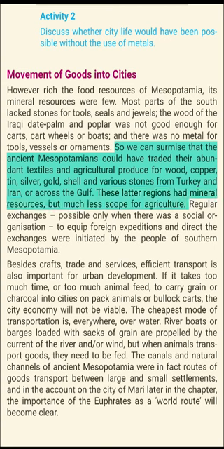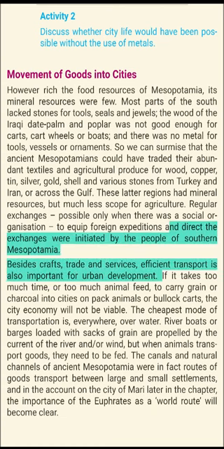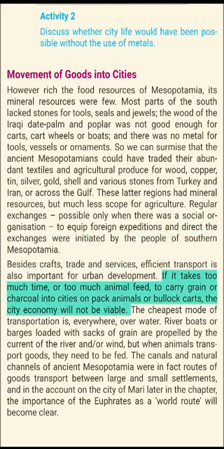So we can surmise that the ancient Mesopotamians could have traded their abundant textiles and agricultural produce for wood, copper, tin, silver, gold, shell and various stones from Turkey and Iran, or across the Gulf. These latter regions had mineral resources, but much less scope for agriculture. Regular exchanges were possible only when there was a social organization to equip foreign expeditions. The exchanges were initiated by the people of southern Mesopotamia.